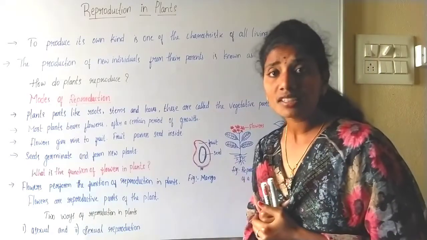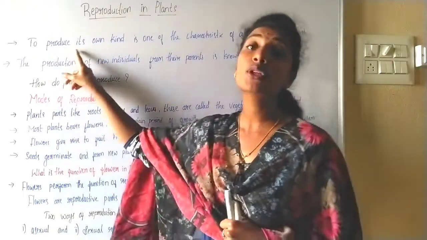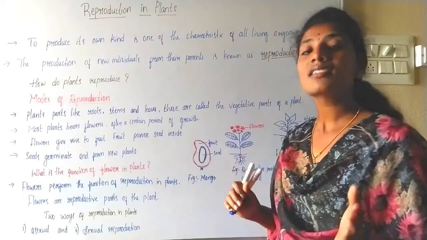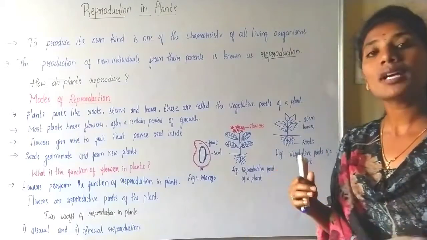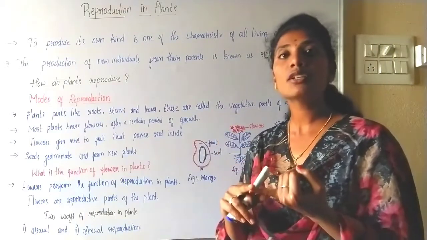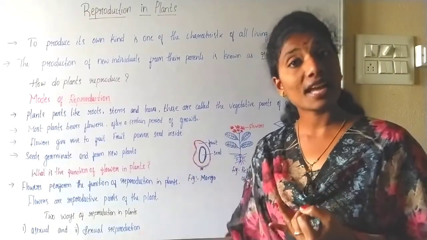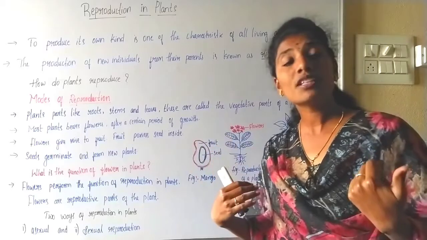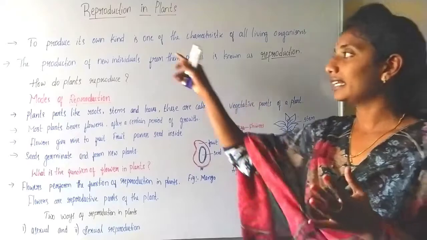So why am I saying this? One such important characteristic feature is to produce its own kind, right? So an organism will be able to produce its own kind. So what do you mean by its own kind? When a dog gives birth, it will give birth to a dog itself. A cat will give birth to a cat itself. A buffalo will give birth to a buffalo itself. And human beings will give birth to a human being itself. Right? So that's what it means.